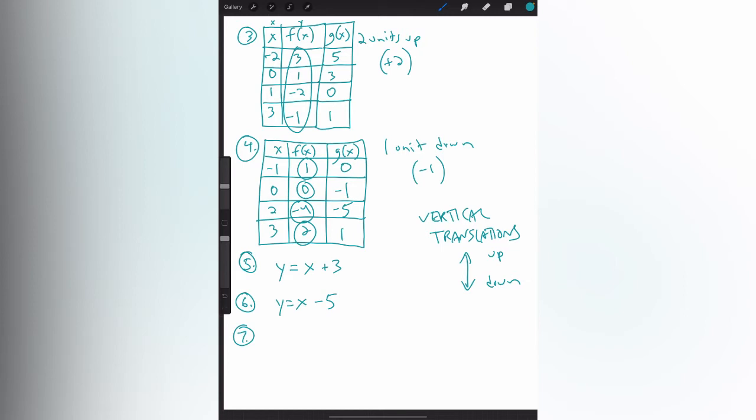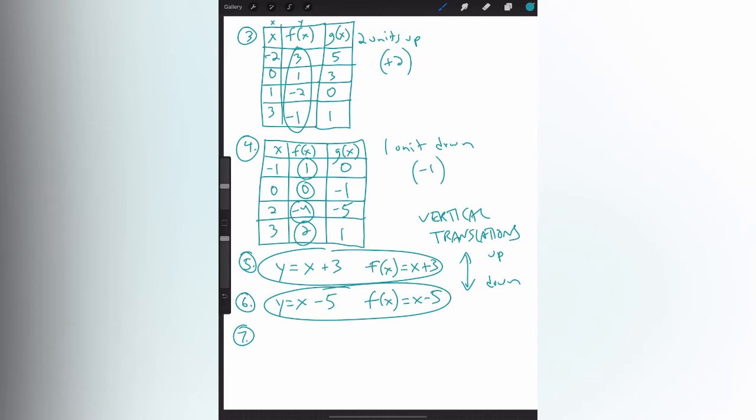So for number 5, you may have also written it like this, right? You may have said f of x is equal to x plus 3, or f of x is equal to x minus 5. It's the same thing. I'll accept either one of these, right? If you circle that, I'll accept either one. Y will be the same thing as f of x. But moving forward here, this is going to be important. It says, write an equation for each horizontal translation of y equals f of x.